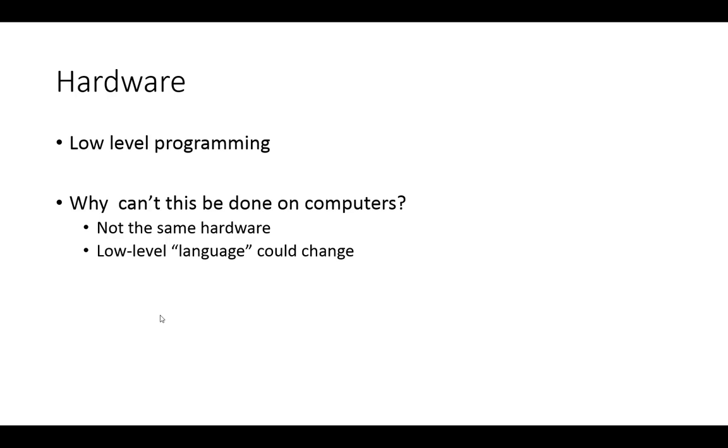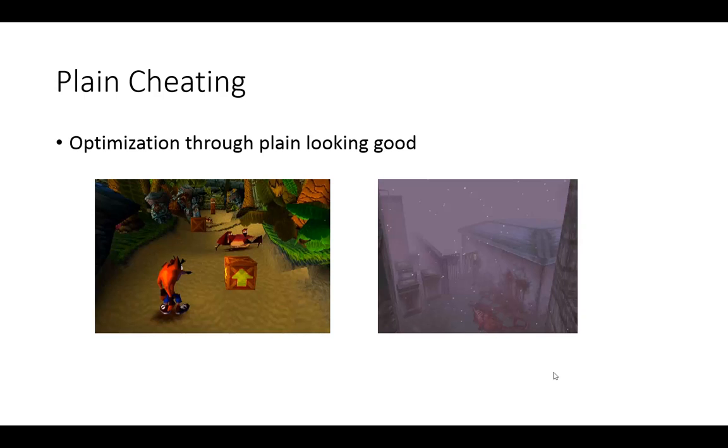High-level programming doesn't have the same problems because it's compiled into low-level programming, so you just need a new compiler that can compile it from the high level to the new kind of low-level programming. I hope this makes sense. There's a lot more to it. If you are in doubt about what I'm saying, I suggest you go look it up. It's very technical though. The last kind of optimization I want to talk about, I've called it plain cheating.